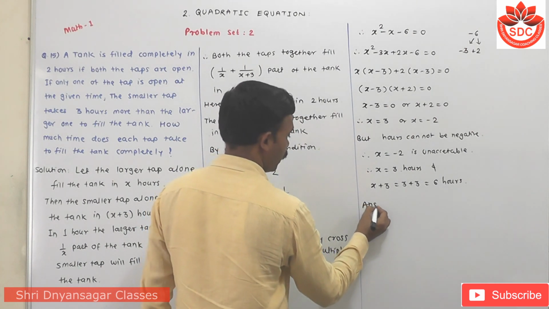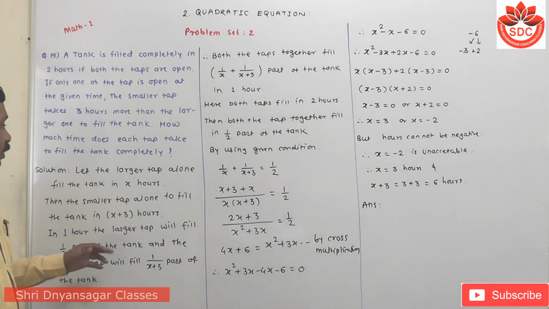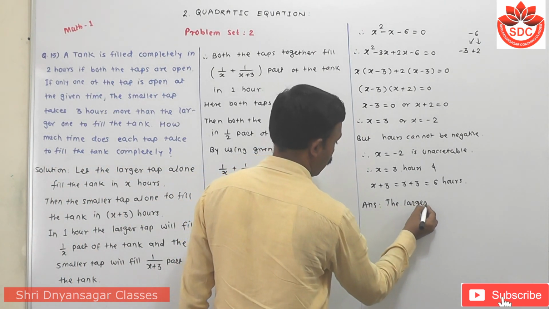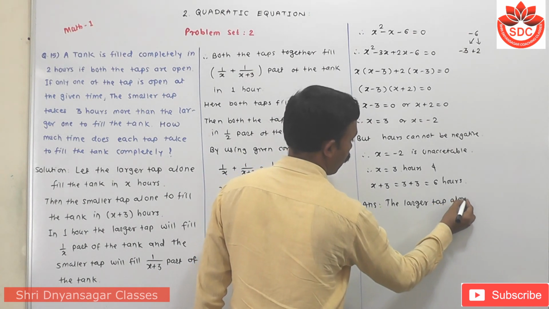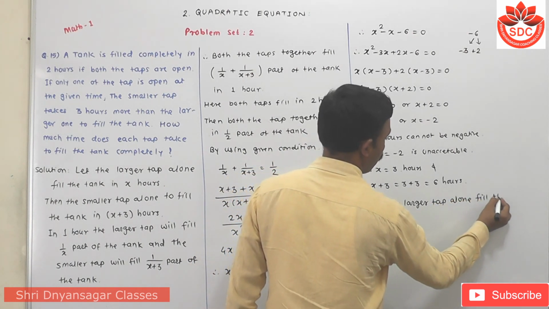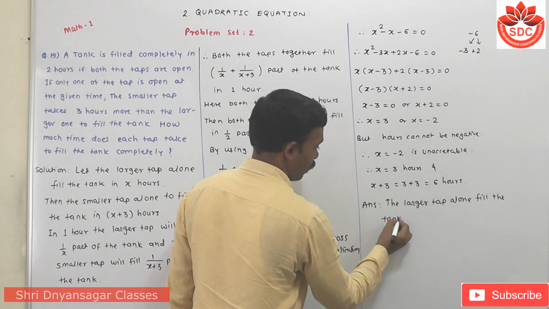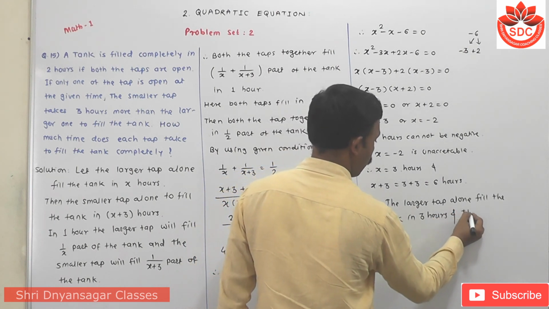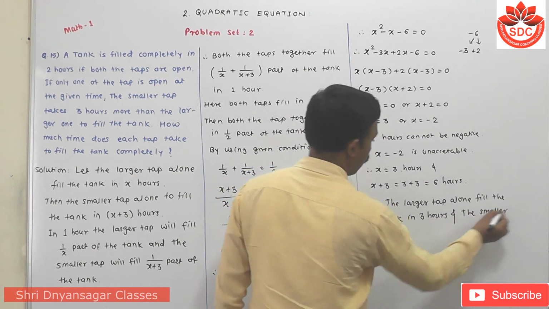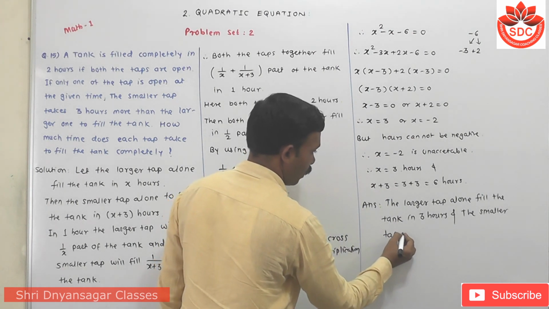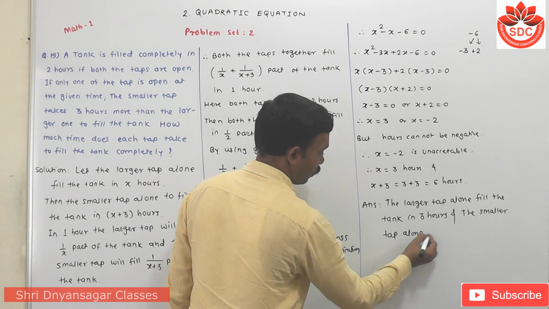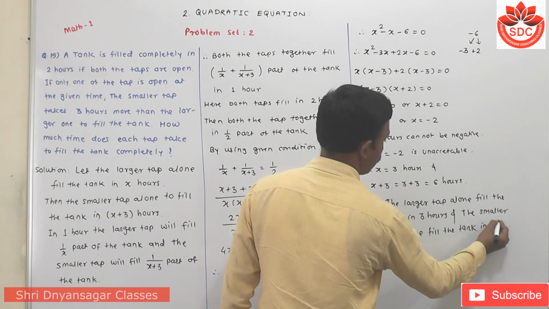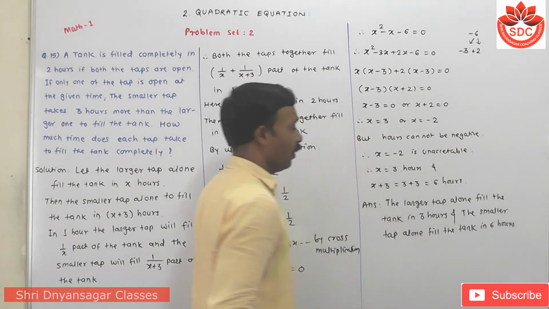Therefore, answer in a full sentence: the larger tap alone fills the tank in 3 hours, and the smaller tap alone fills the tank in 6 hours. Can you understand, students?